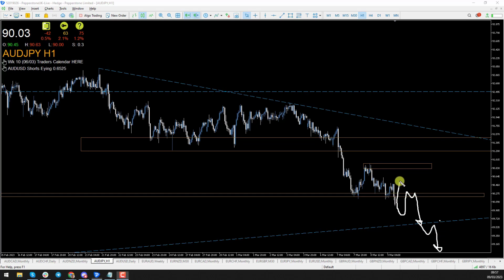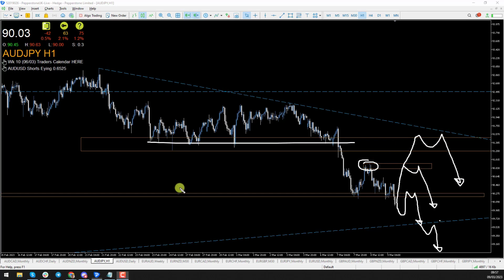Otherwise, you want to look to see if price will travel back towards either the 90.80 handle, where again you'd look for that sort of double top, or a move back up into the 91.50 area, okay, which were those lows through there.